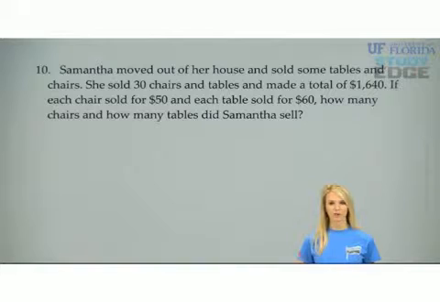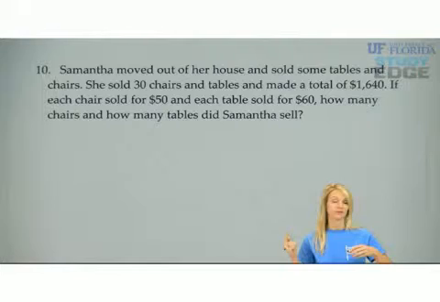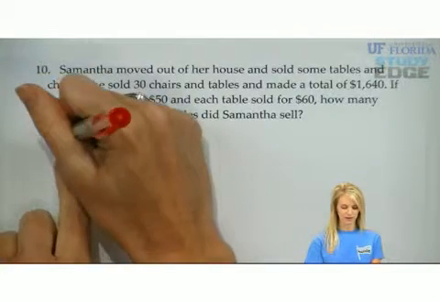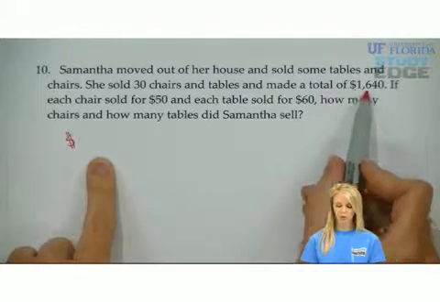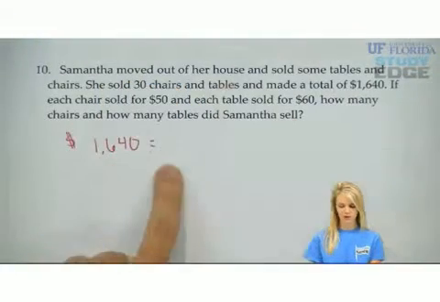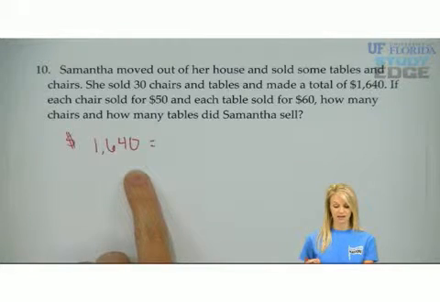When we look at this problem, we think of two different things. We think, okay, she's got money. There is money coming in. She's earning money based off of chairs and based off of tables. Now there's also the number of tables and chairs that she sells. Well, let's think about the amount of money that she gets. How much money is she getting from the tables and chairs? The total amount of money that she gets is $1,640. Where does that $1,640 come from? Some of it is from selling the chairs, and some of it is from selling the tables.